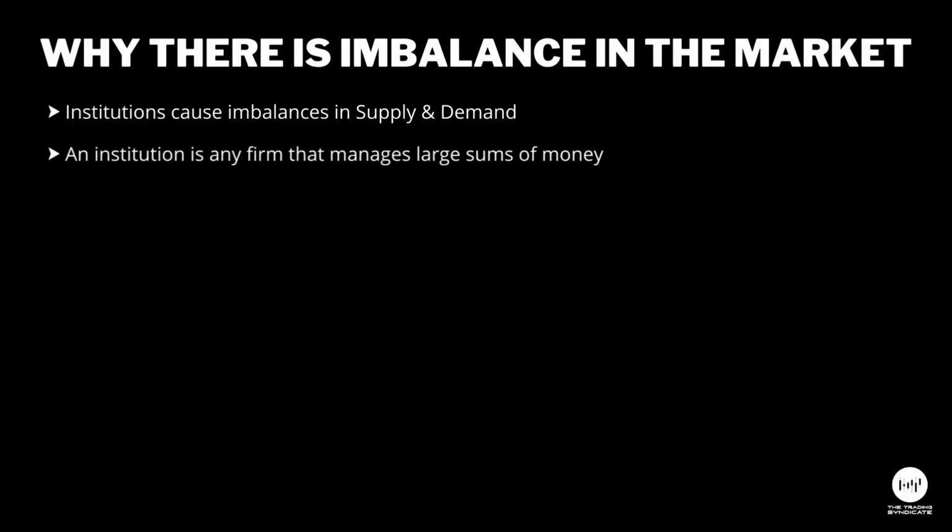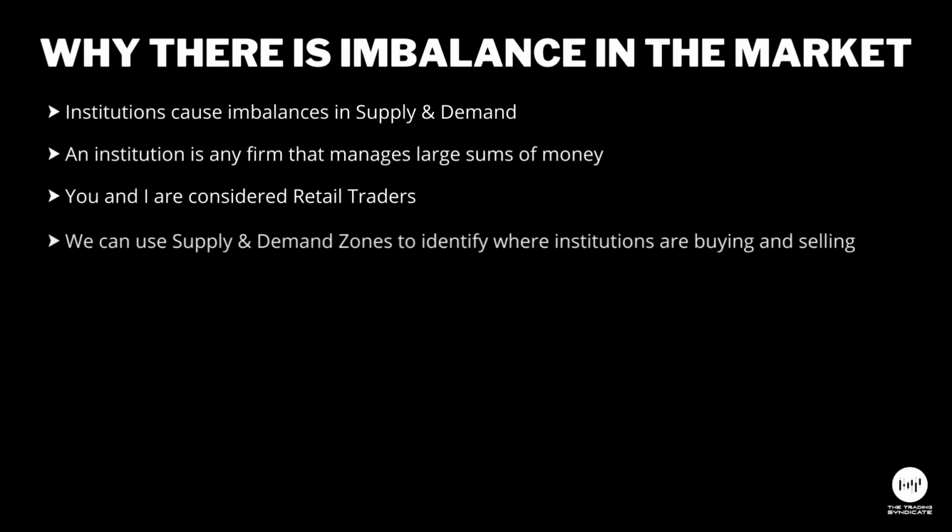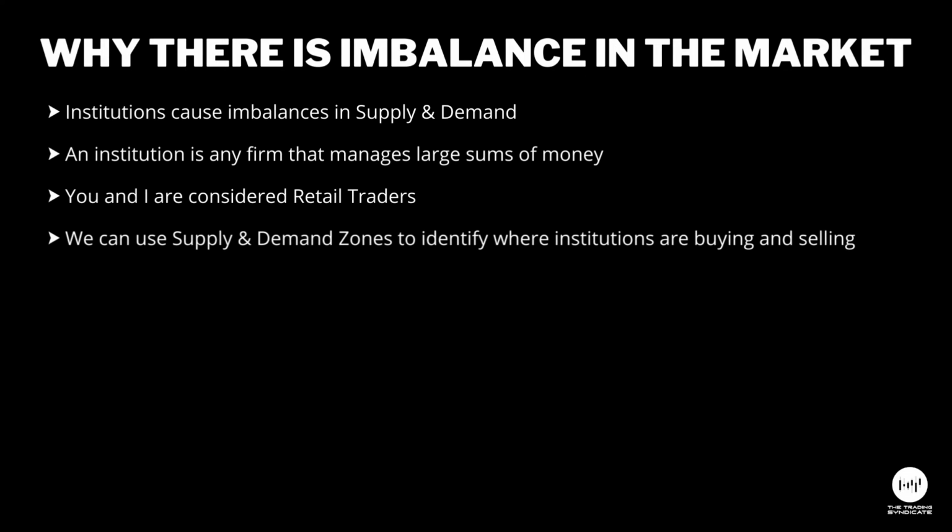Now, institutions differ from you and I as we are considered retail traders, where we trade our own money and on a much smaller scale than institutions do. The more money that is used in the market causes larger market moves. Since institutions are trading with large sums of money, they cause far greater movements than retail traders do. We can use supply and demand to identify where institutions are buying and selling.